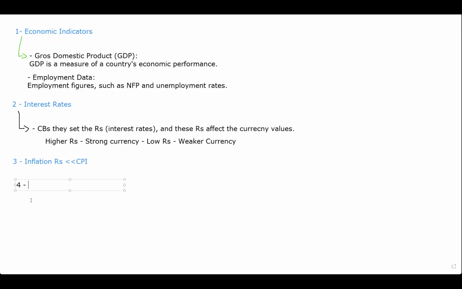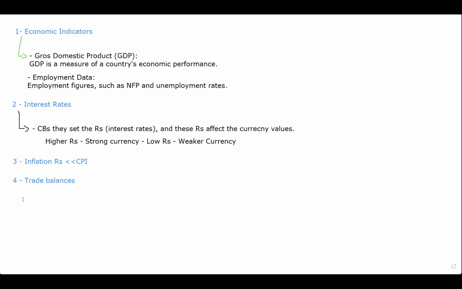Number 4. Oh, I have more things. I'm running out of time. Number 4 is trade balances. Most important, the balance of trade, all right, which includes exports and imports. So let me change this. Can I change the color like that? Oh yeah, I can. Sweet. All right. So when we have trade balances, what does that mean? What does trade balance mean?